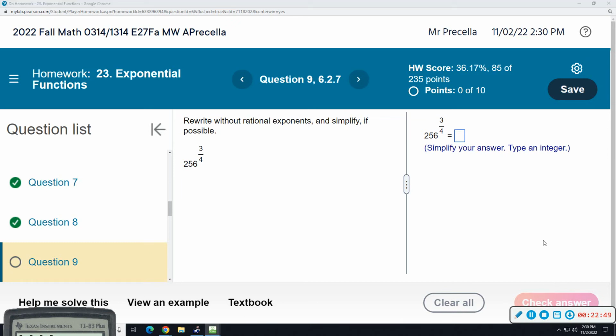Okay. Let's see. Picking up where we were, number 9. Rewrite without rational exponents and simplify if possible. I bet you we can simplify this. Let me write the problem down. It's 256 to the 3/4 power.